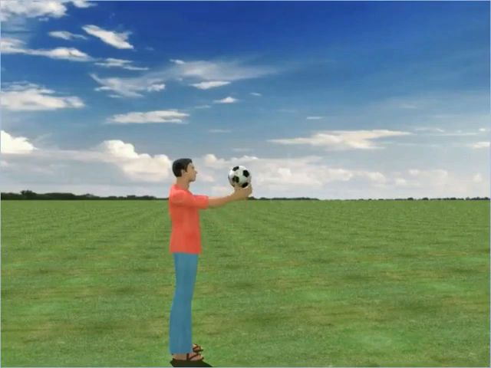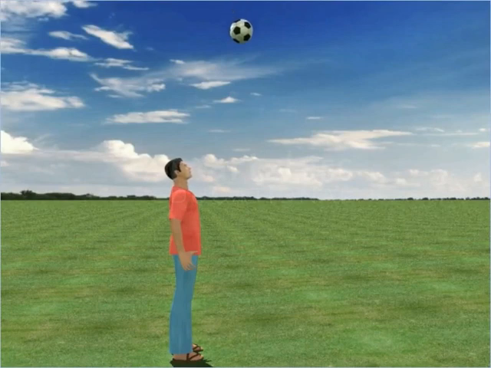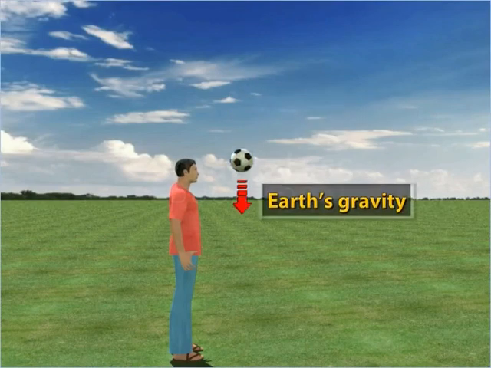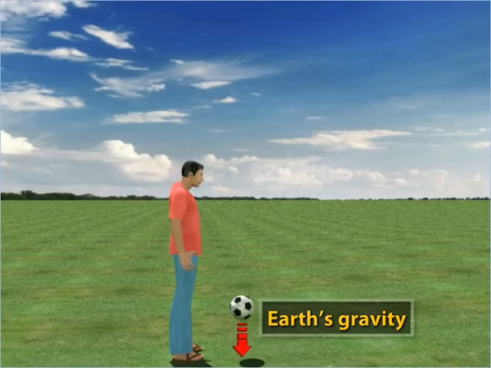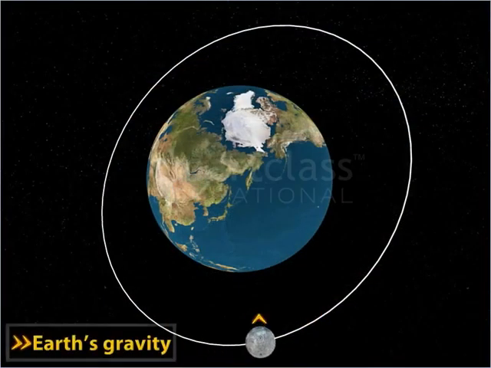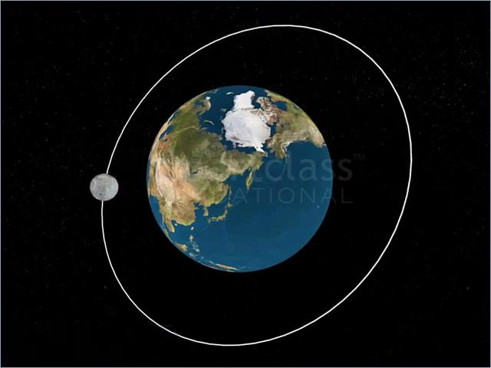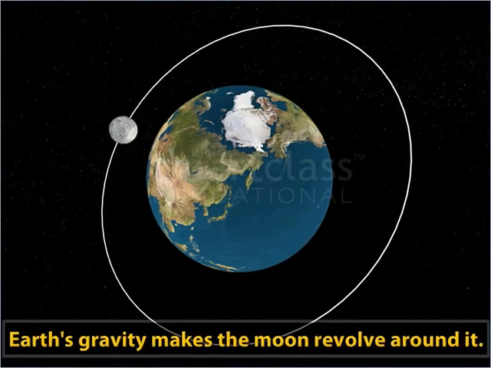Likewise, the ball thrown upwards falls on the ground due to Earth's gravity. Besides the objects close to it, the Earth also attracts the Moon. As a result, the Moon revolves around the Earth. To understand the concept behind this, let us do an activity.